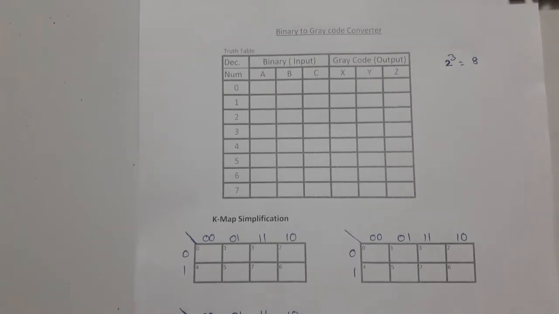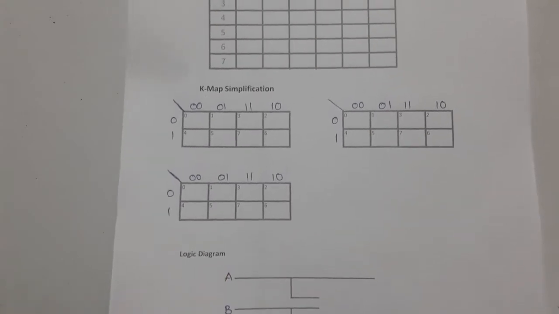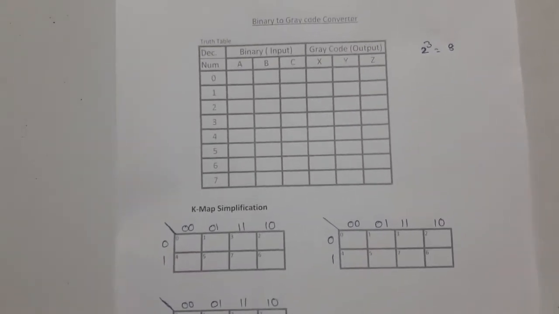Binary to gray code converter. How can we convert binary to gray? Now the steps involved are: first is truth table, second one is K-map simplification, and the third is logic diagram. Now we will see one by one.